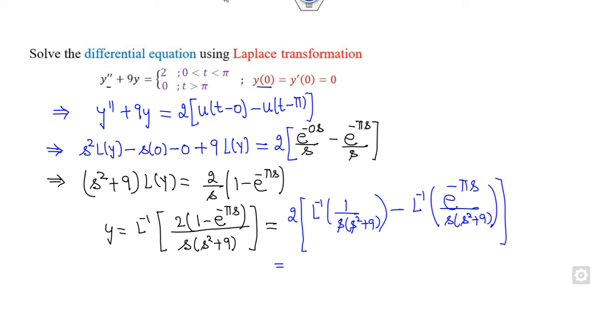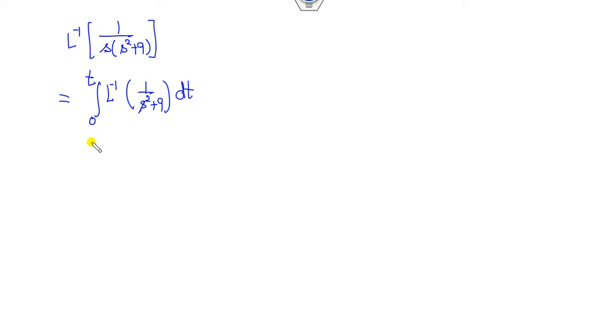I can firstly find the Laplace inverse of 1 over s square plus 9. Either you can use partial fractions, or there is no need to, because it is a 1 over s, so I can integrate from 0 to t the Laplace inverse of the remaining quantity, 1 over s square plus 9. So what is the Laplace inverse of this? I can multiply by 3 and divide by 3, then it will be sine of 3t over 3.